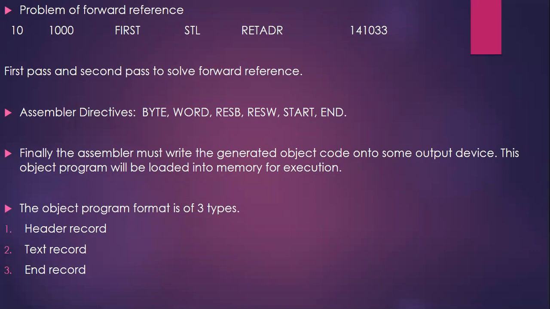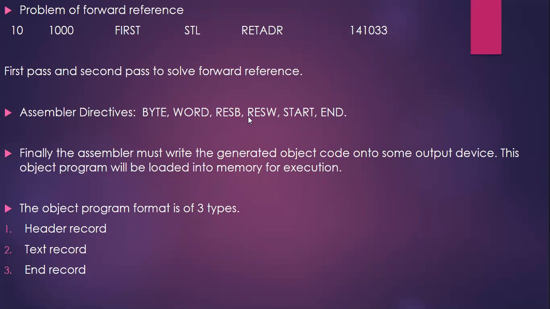Then next, apart from this, we have assembler directives. Here we have different directives: start, and sometimes we have end. What do we call these? Directives. Directives means an instruction, or a direction given to the assembler, about what it should do when it encounters these kinds of things.